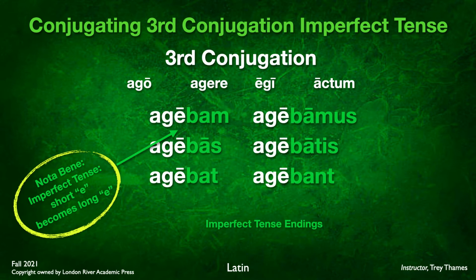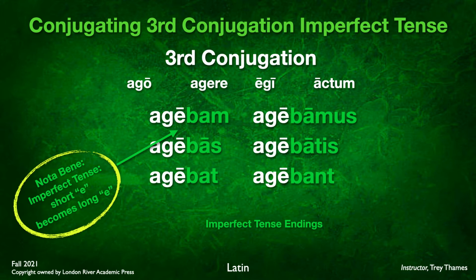And you remember our imperfect tense endings that we've already learned. Bam, bas, bat, bamus, batis, bant. And we just add that to the stem, age. Remember that G is a hard sound in classical Latin. It's not ej, not ajabam. It's agebam, agebas, agebat, agebamus, agebatis, agebant.